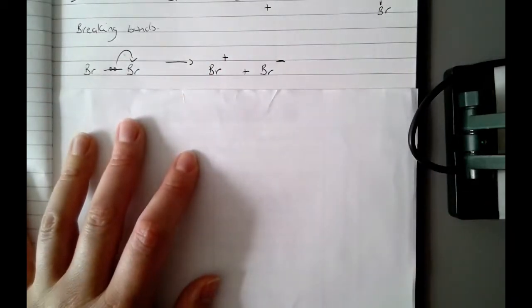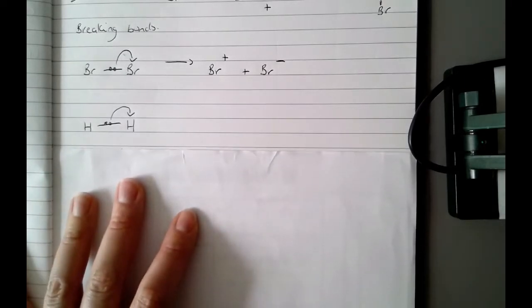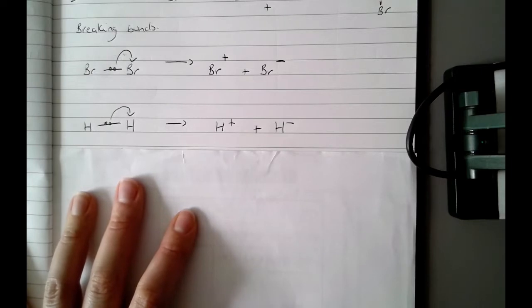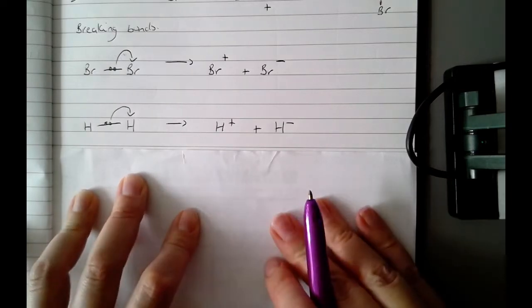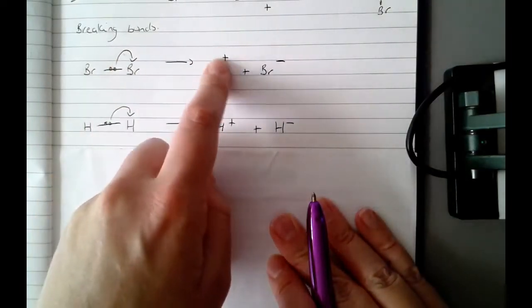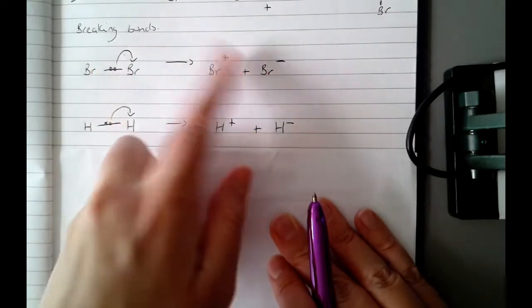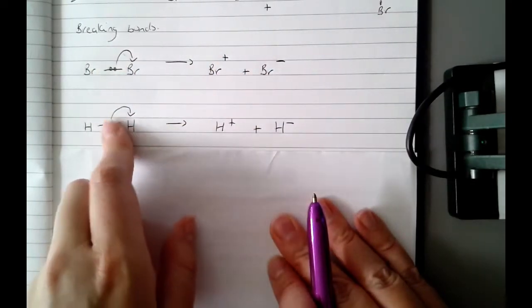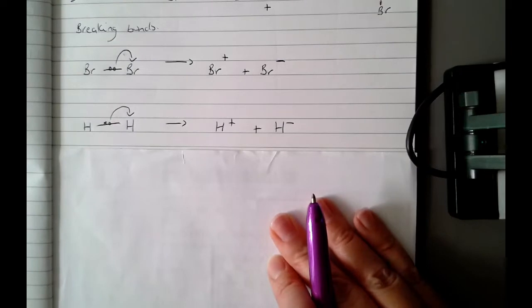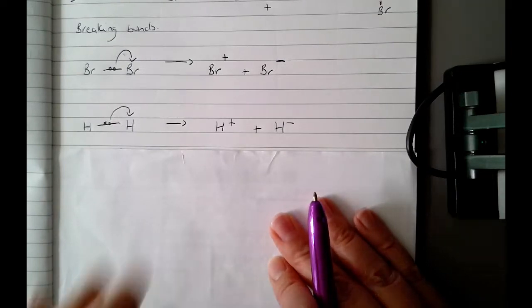The next example, very similar. Press pause and have a go for yourself. So again, if this bond were to break, you'd end up with H plus and you'd end up with H minus. So you do still have neutral. You've got something neutral on the left-hand side, positive, negative on the right. So overall, you do have a charge balance. And when you're breaking a covalent bond by heterolytic fission, you do always end up with oppositely charged ions.